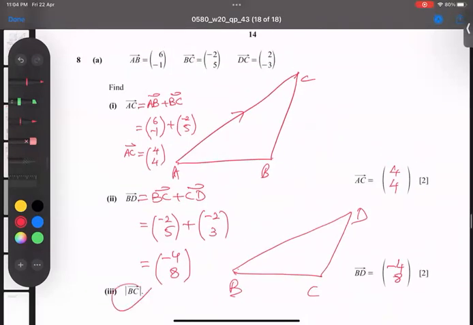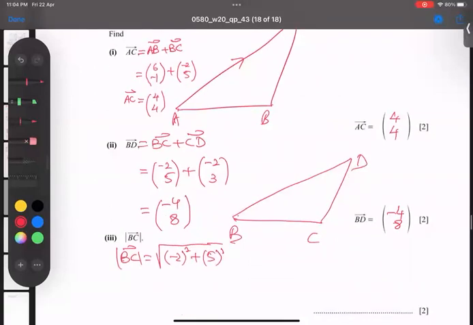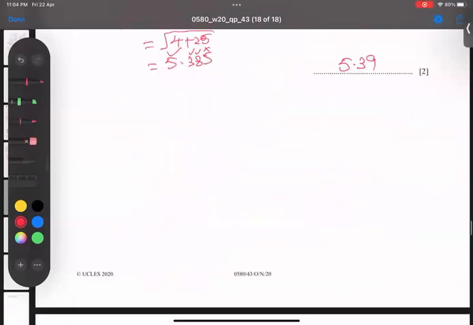Now the magnitude of BC. BC we have. So the magnitude is very simple, like the Pythagoras theorem. So negative 2, please put brackets. Some students won't put brackets around negative 2, then the answer becomes wrong. 4 plus 25, 29, root 29. Type root 29 in the calculator, it gives you 5.385. So approximately 5.39 is our answer.